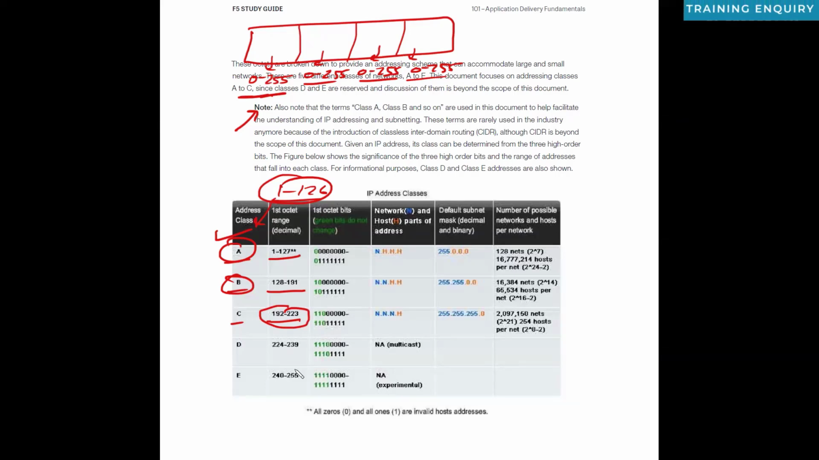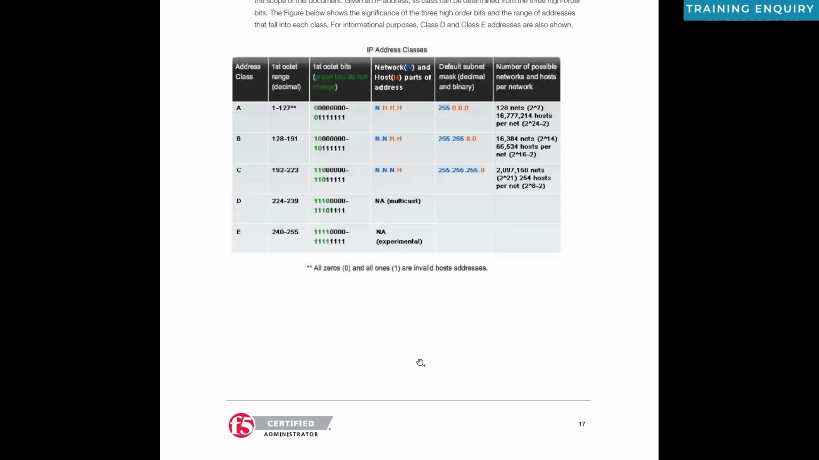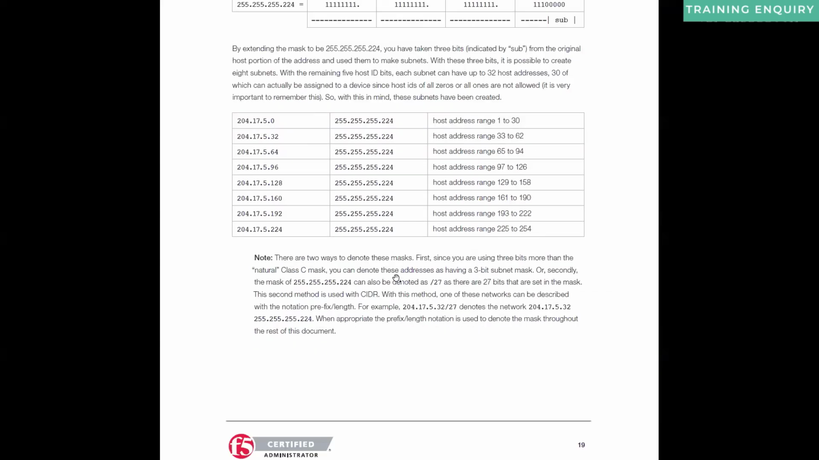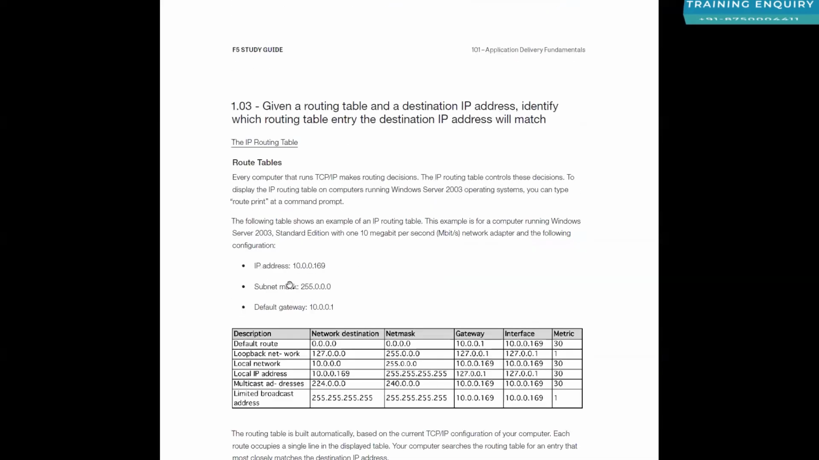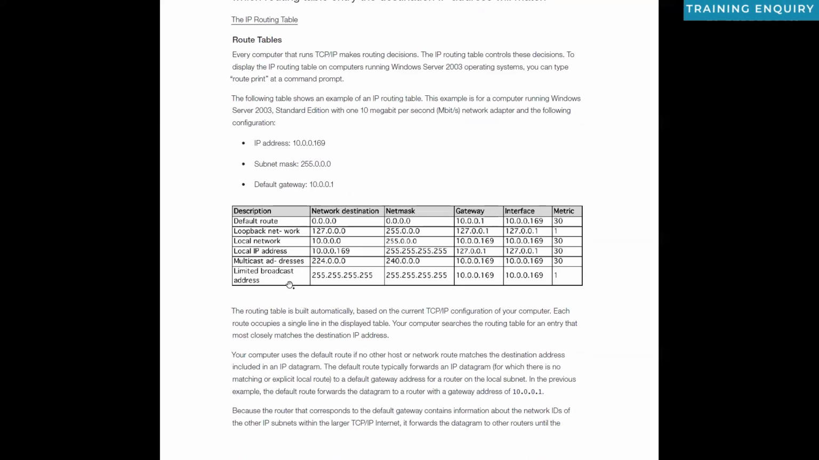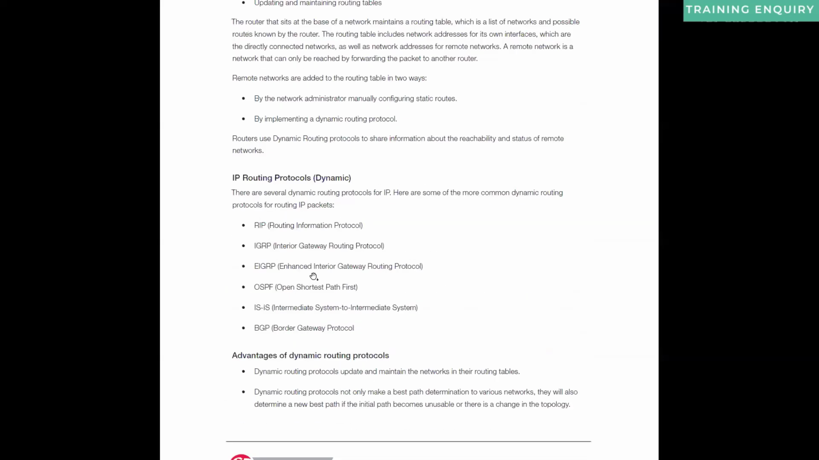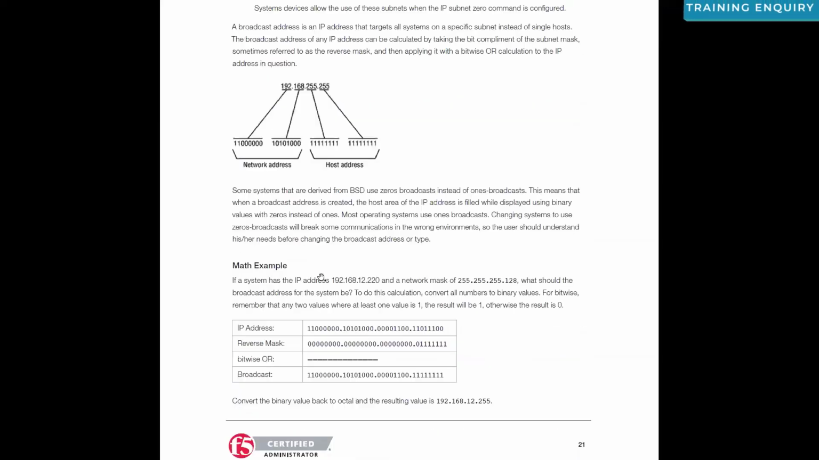Now, out of this range, they divided these class A, B, and C into 2 categories. Which 2 categories? The public and private. So if you talk about the private IPs, let me show you. Yeah, there you go. If you talk about the private IP addresses, they have not been defined here in this PDF. Let me give you those examples here.